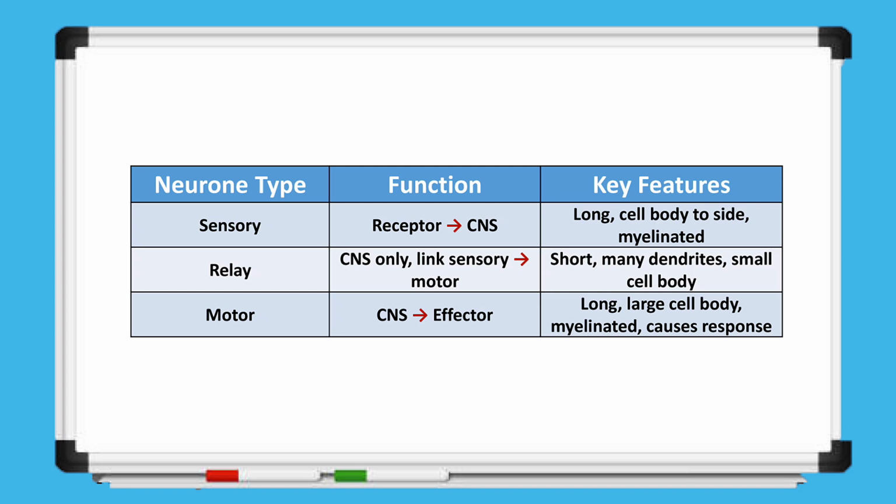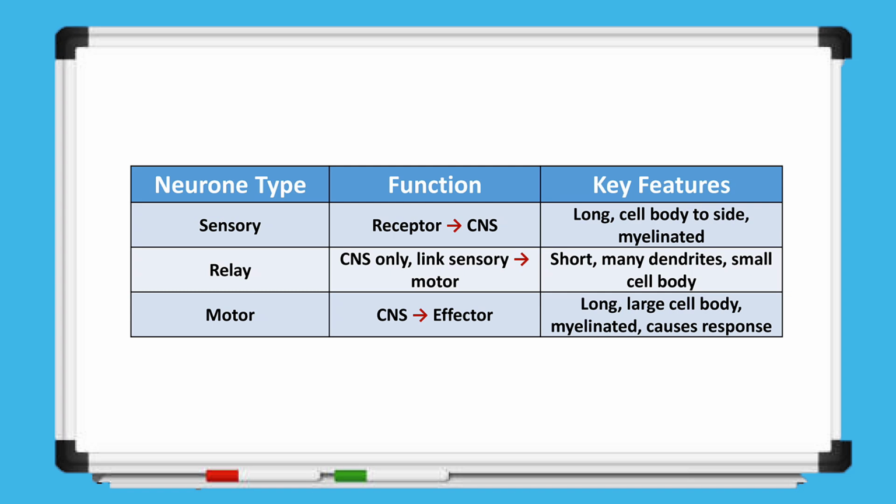There are three main types of neurons: sensory, relay, and motor, each with a specific role in transmitting impulses. Sensory neurons carry impulses from receptors in sense organs to the central nervous system. They are usually long, with the cell body positioned to the side of the axon, and are often myelinated, which allows the impulses to travel quickly. Their key function is to detect stimuli, such as touch, light, sound, or taste, and send this information to the CNS for processing. Relay neurons, also called intermediate neurons, are found entirely within the CNS. They act as connectors, linking sensory neurons to motor neurons.